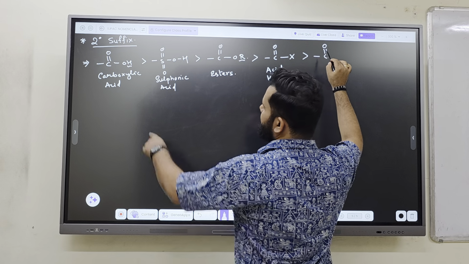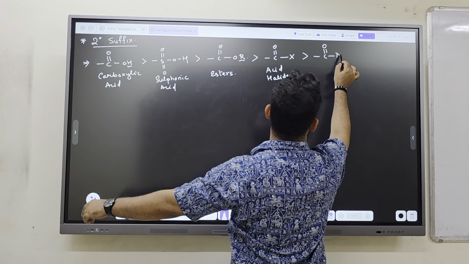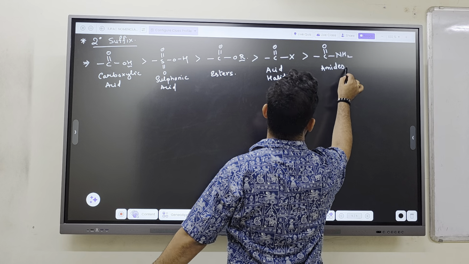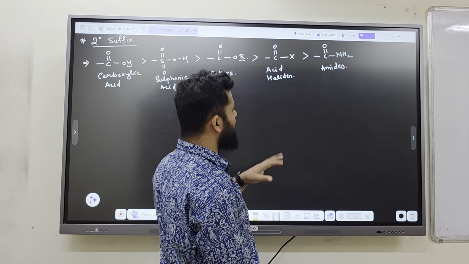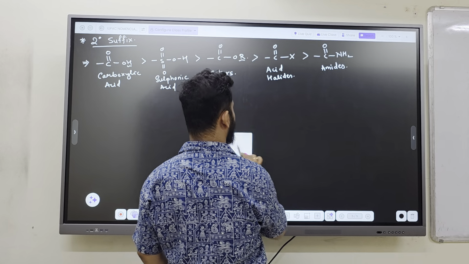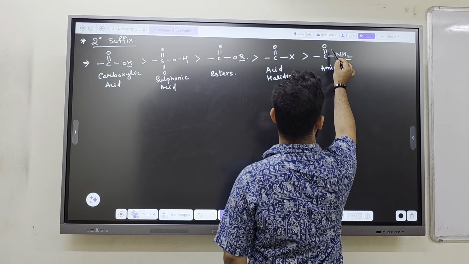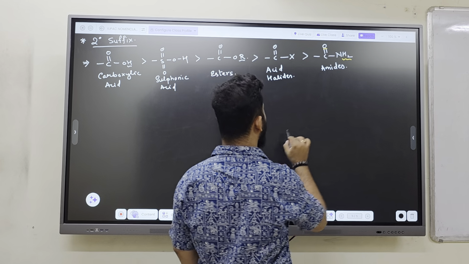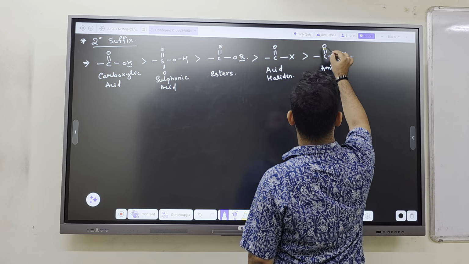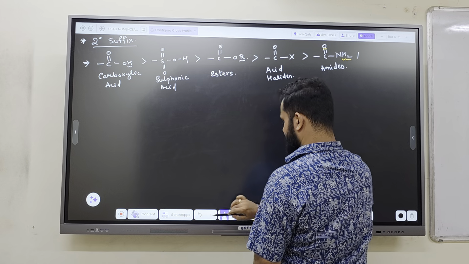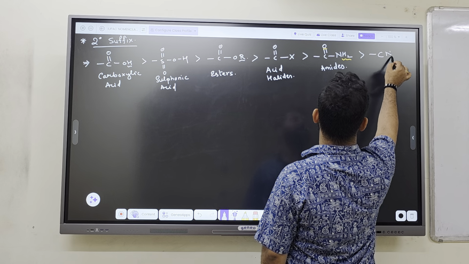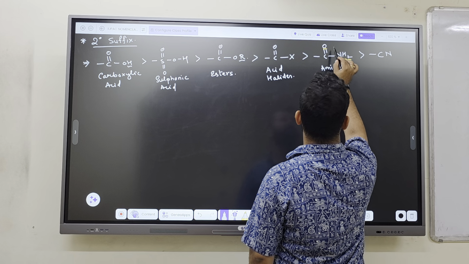Next case, I will replace this OH with NH2. They would be called amides. Now from amides, if I try to remove water, see how water is what? H2 and O. If I remove this water, H2 and O, then what will I be left with? Sir, you would be left with carbon and nitrogen. H2 and O are gone.